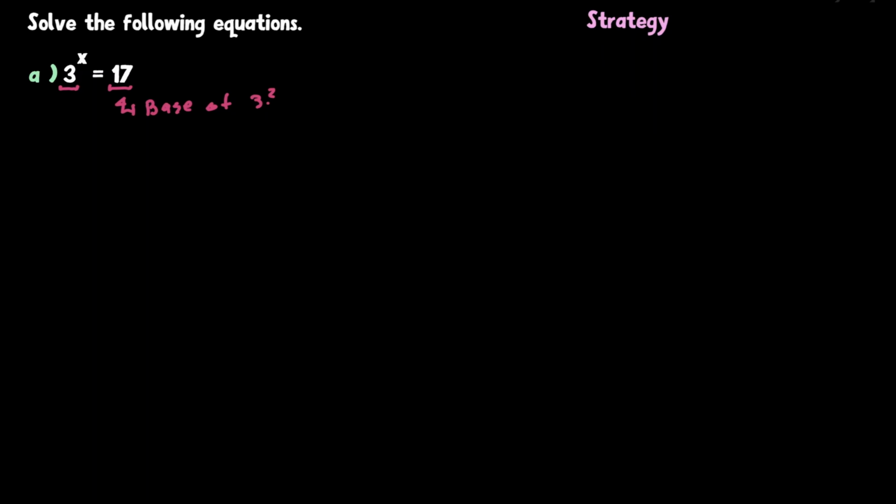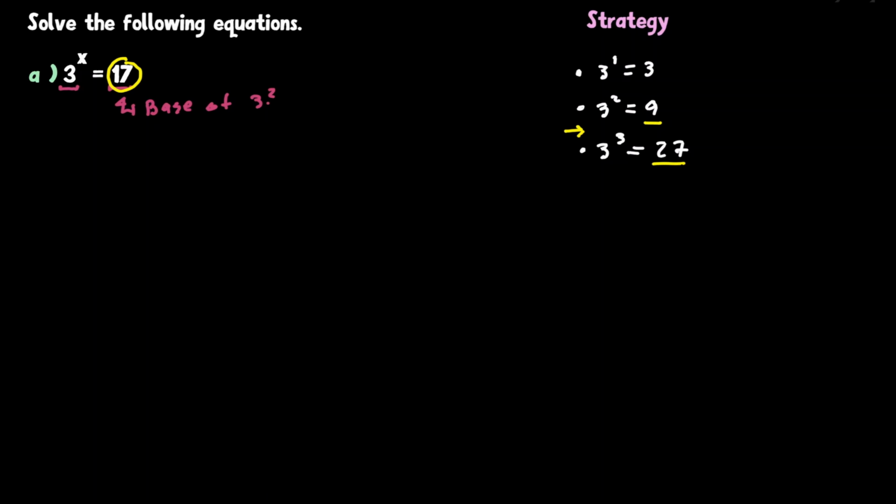Let's look at the exponents of 3. 3 raised to the first is 3. 3 to the second, that is 9. And 3 to the third, that is 27. So notice that this value that we were looking for is somewhere between 3 to the second and 3 to the third. That is between 9 and 27. So we cannot write down 17 as a base of 3.